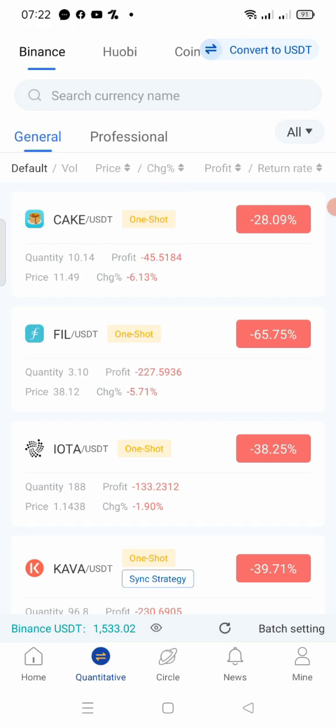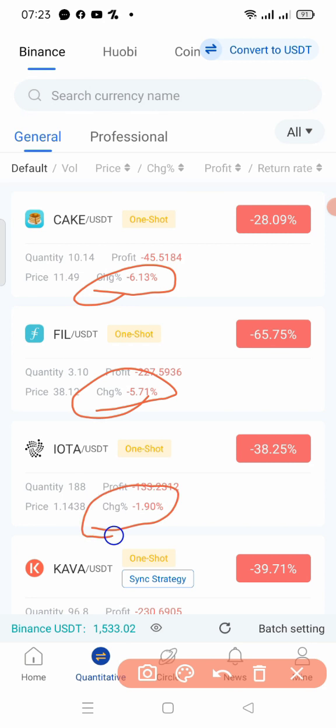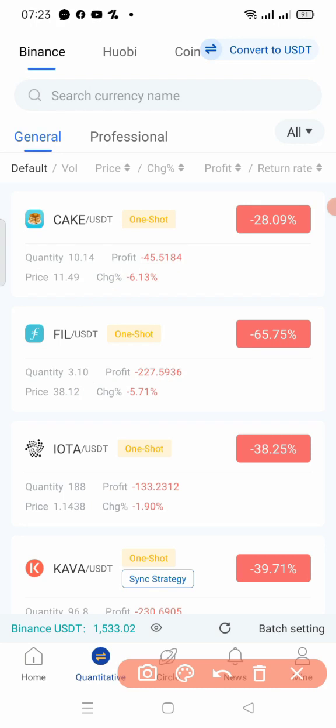So the first step is for you to go to quantitative and look for the least performing coins. You click here to go to quantitative. Then to identify the least performing coins, you look at the change percentage here for each coin. This is the change percentage for each coin. Every coin has that figure, change percentage.